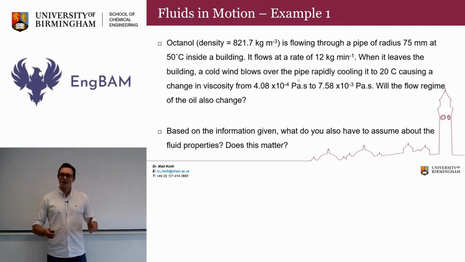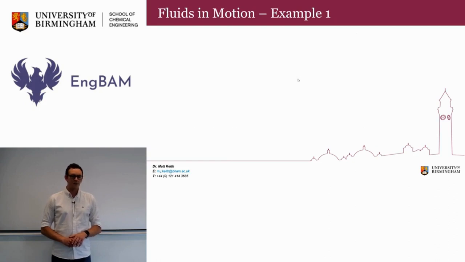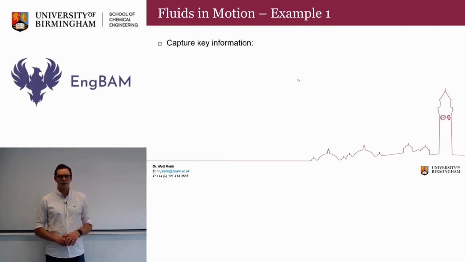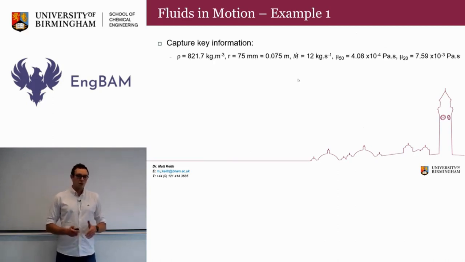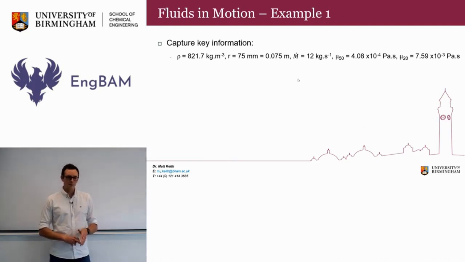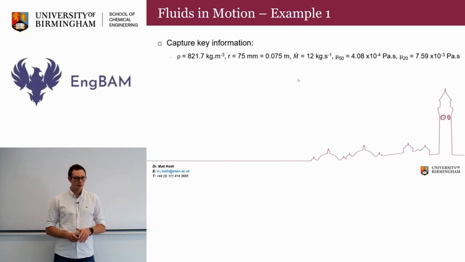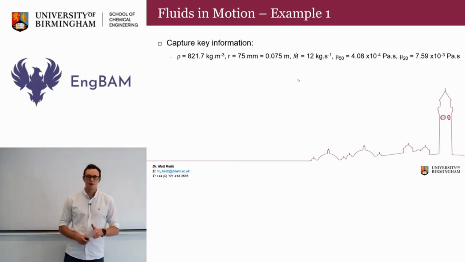So, as with any engineering problem, we start off just by writing out our key information. We take a look at what we've been given. So we know the density of our fluid, we know the radius of our pipe, r, we know our mass flow rate, which is denoted by m dot, and we also know the viscosity of our fluid at two different temperatures.